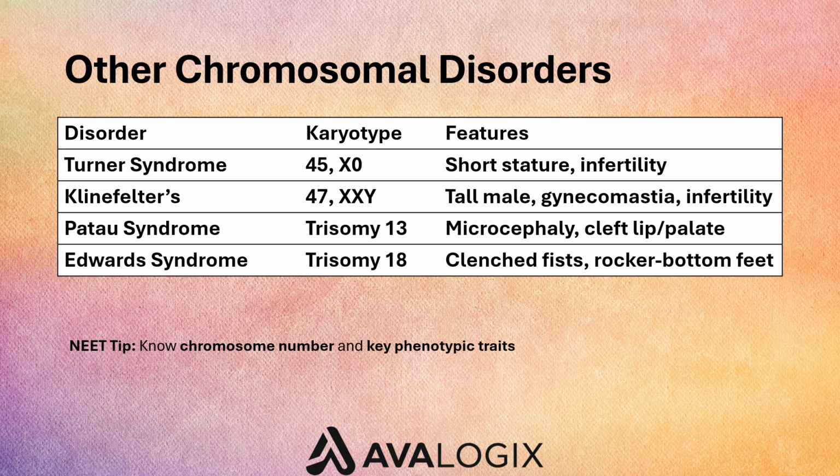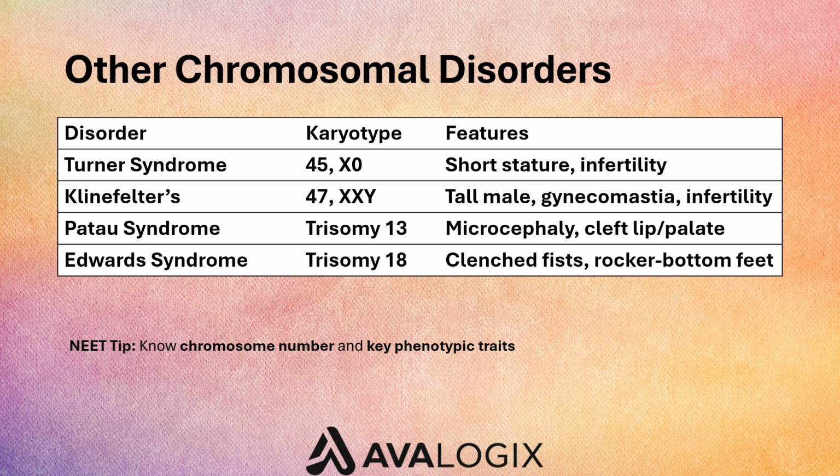Finally, we've got Edwards syndrome, or trisomy 18. Like Patau, this is also a severe autosomal trisomy, and again, life expectancy is very short. The classic findings are clenched fists with overlapping fingers, rocker bottom feet, micrognathia, small jaw, and severe intellectual disability. You'll also see congenital heart defects and sometimes growth restriction in utero. A big diagnostic clue? The hand position. The clenched fists are very characteristic and often seen on prenatal ultrasound.